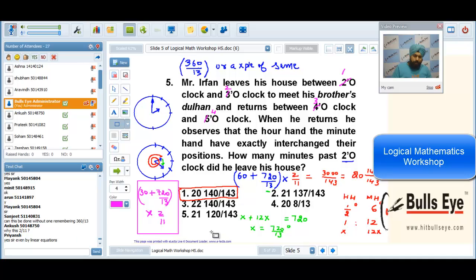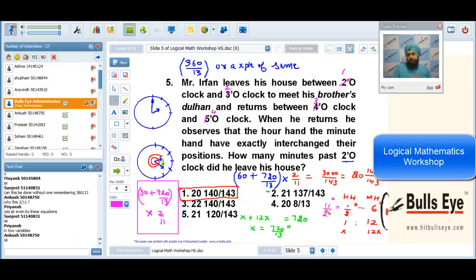Ankush, 2 by 11 is just the difference. Just have a look over here. When minute hand travels 6 degrees, hour hand half, the difference between the two is 11 by 2 degrees. So relative speed is 11 by 2 degrees in 1 minute, or 1 degree in 2 by 11 minutes. Okay guys, so I'm moving to the next question.